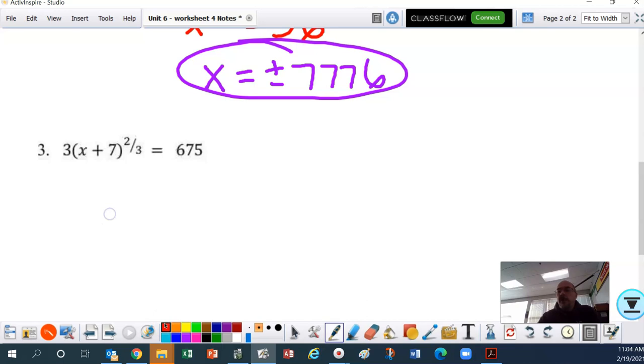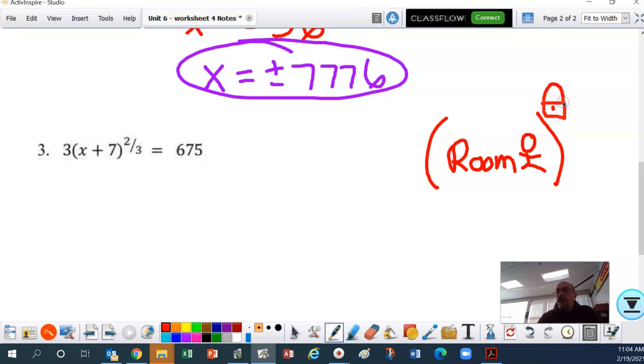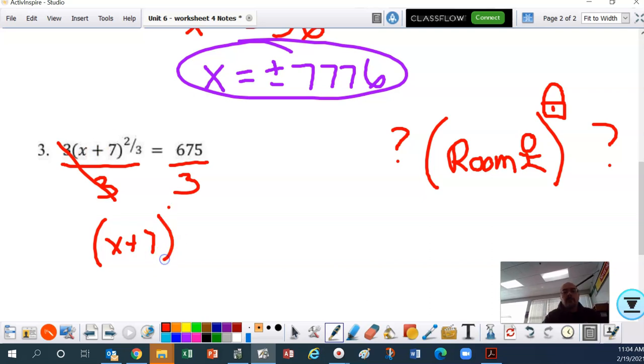Okay, just a reminder, think about these parentheses as a room. And you're inside the room, and that exponent is like a lock on the door, and you can't get out until someone opens it up. And the first thing you need to do, though, is get rid of everything on the outside. Is there anything on the outside? In this one, yes, there is. There's a 3. So you get rid of that first by dividing. All right, so 675 divided by 3, and we're going to get 225.